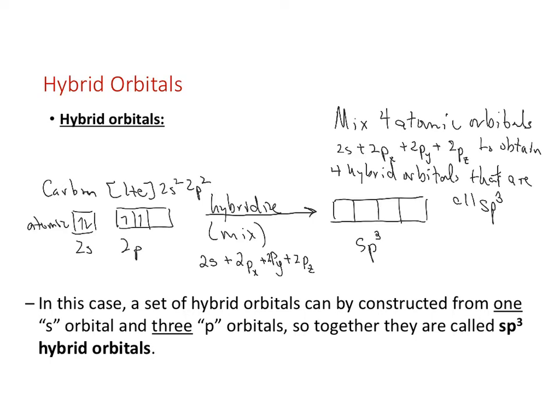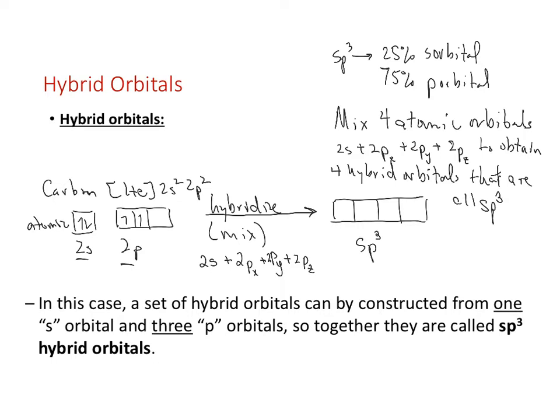And all that means is, for an sp3 orbital, we can think of what that orbital is composed of. That orbital is approximately 25% an s orbital and 75% a p orbital. And where did that come from? I mixed one s orbital with 3 different p orbitals.